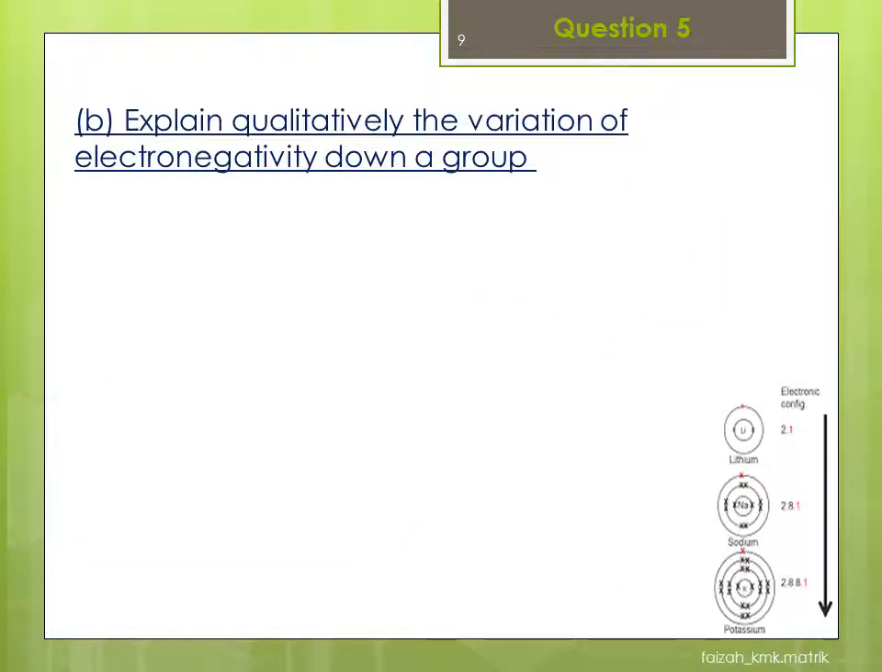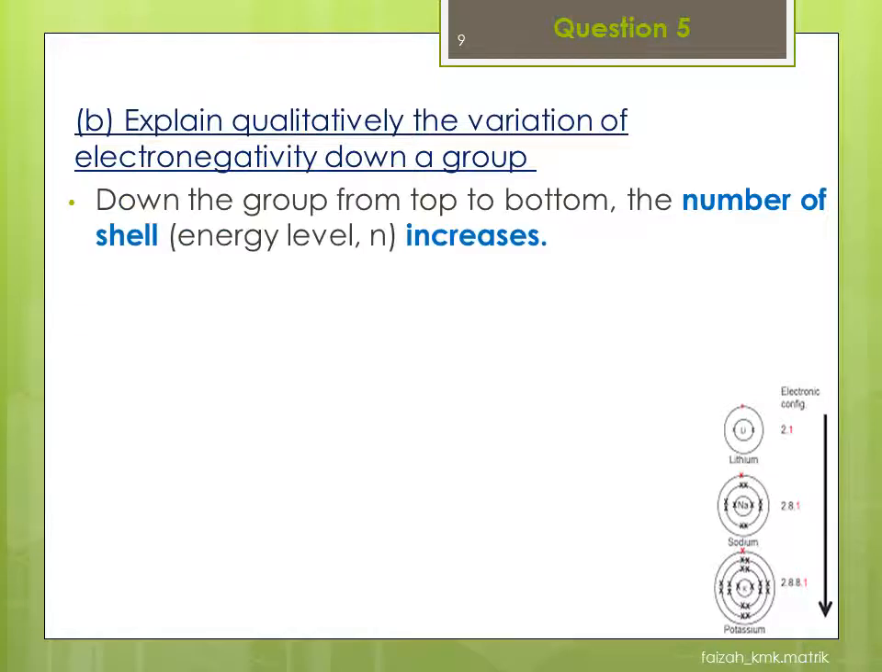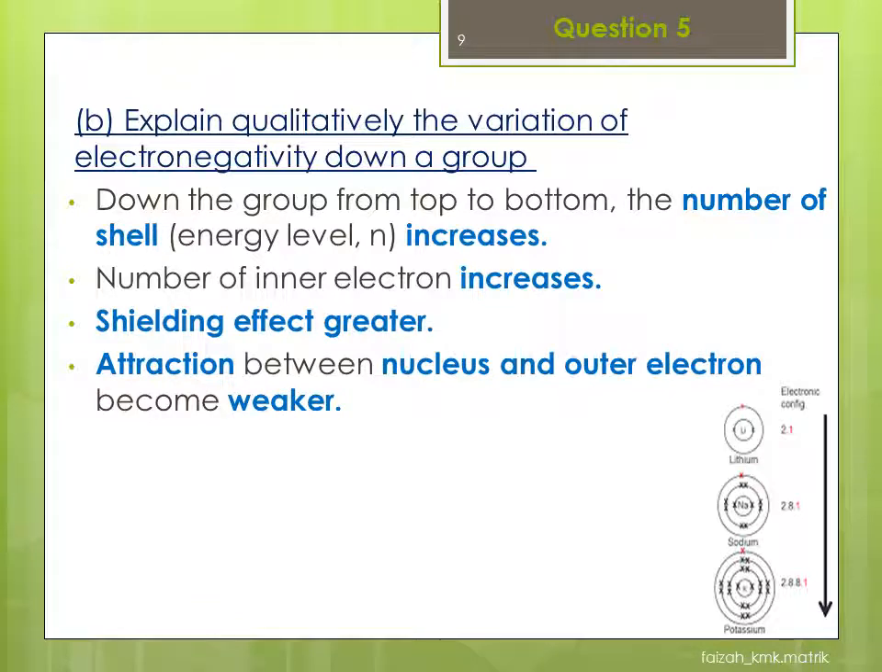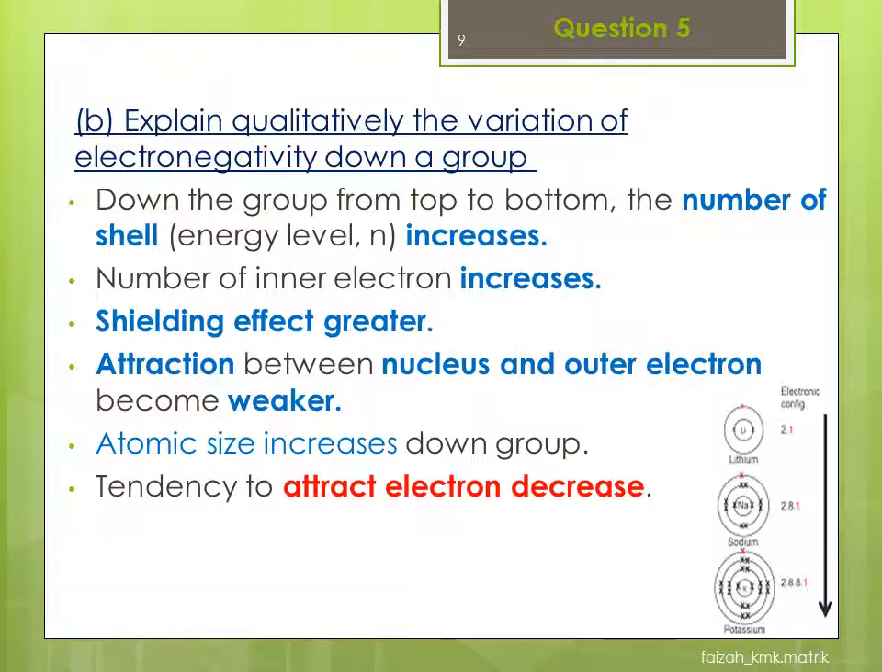Explain qualitatively the variation of electronegativity down a group. Down the group from top to bottom, the number of shells or energy levels increases. Number of inner electrons increases. Shielding effect greater. Attraction between nucleus and outer electron becomes weaker. Atomic size increases down group. Tendency to attract electron decreases. Finally, electronegativity decreases. Jadi, menuruni kumpulan dari atas ke bawah, kita tengok contoh kumpulan 1 daripada lithium sehinggalah potasium.